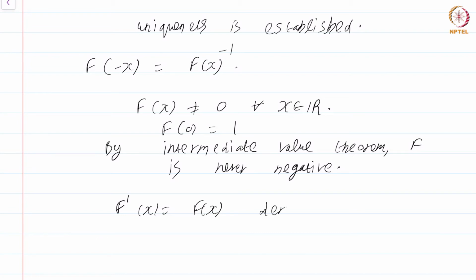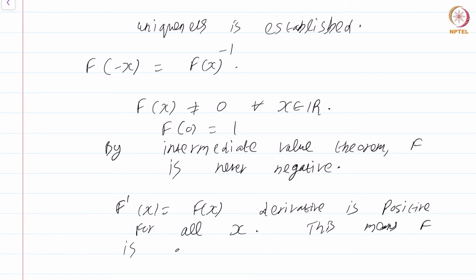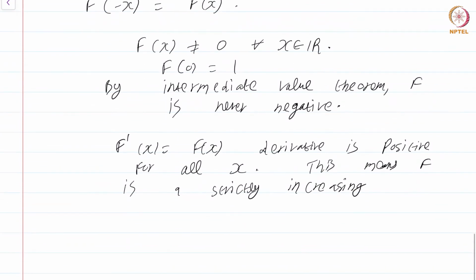Now f prime of x is just f of x, which means the derivative is positive for all x. The derivative is a positive function. This means f is a strictly increasing function, which we have seen in the various theorems that we have established in the part on calculus, the part on differentiation. So f is a strictly increasing function.